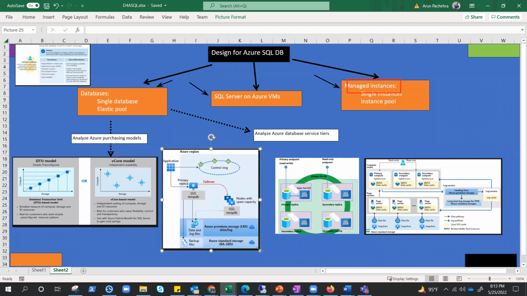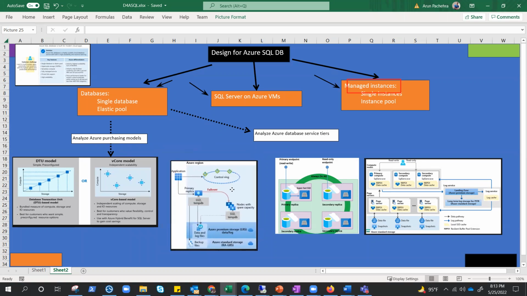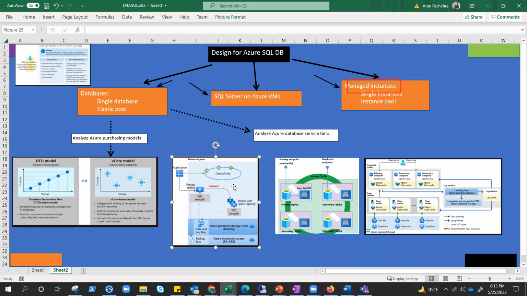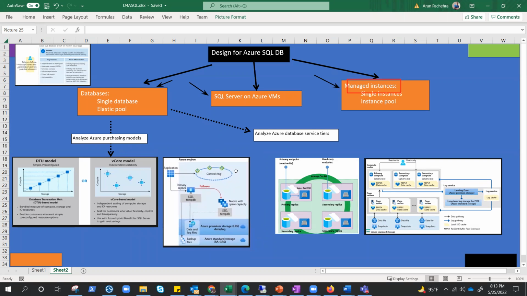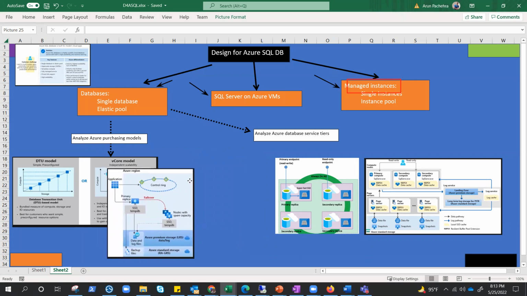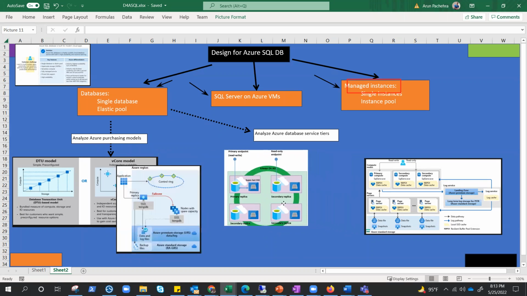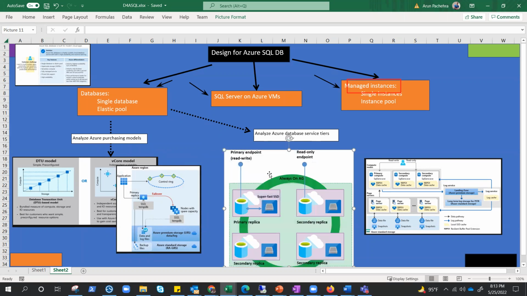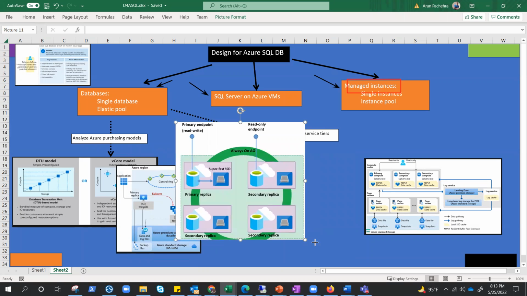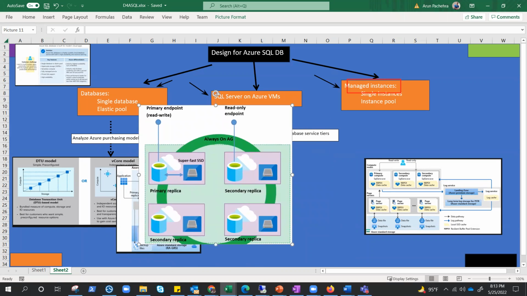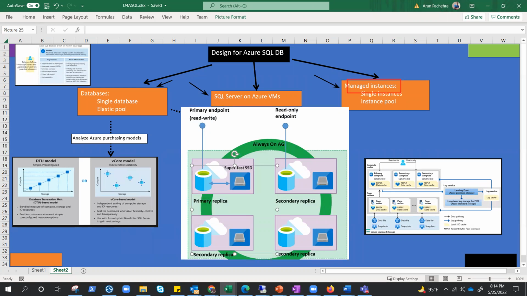So this is, again, the highly available feature of general purpose. That's how they do it. But the best way of doing highly available is, you'll see, in business critical. So let's check what is in the business critical. So this is the business critical. As you can see, business critical architecture is meant for mission critical applications that need low latency and minimum downtime.